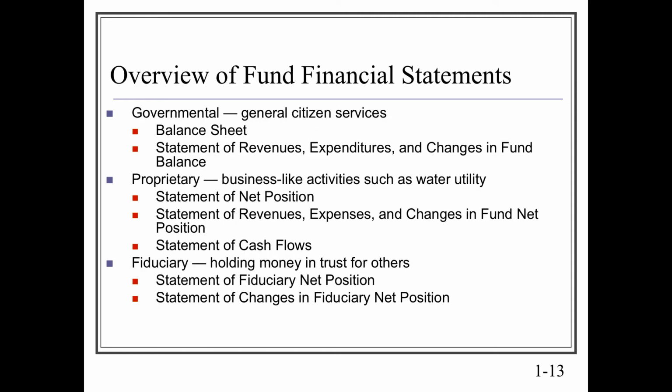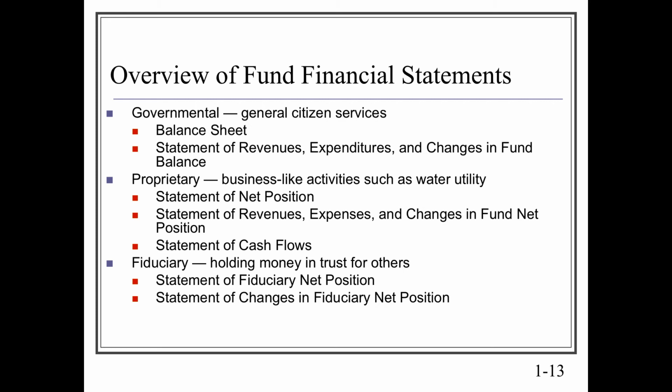Overview of fund financial statements. Three categories of funds are governmental, proprietary, and fiduciary funds. Governmental funds account for the government's general citizen services. Two required statements for governmental funds are the balance sheet and the statement of revenues, expenditures, and changes in fund balance.